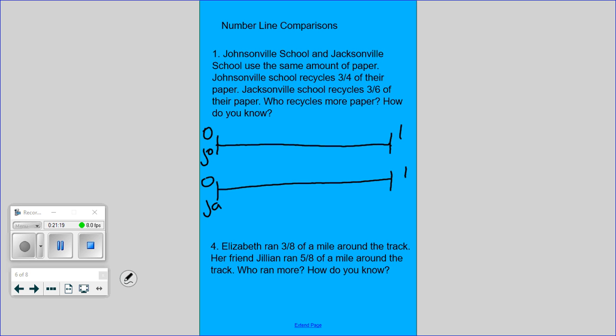How am I going to show that on a number line? I need to break that number line into parts. How many pieces? 3/4. I know. How many pieces do I break it into? 4. Because that denominator tells me how many pieces make a whole. 4 is an even number. I can start in half.